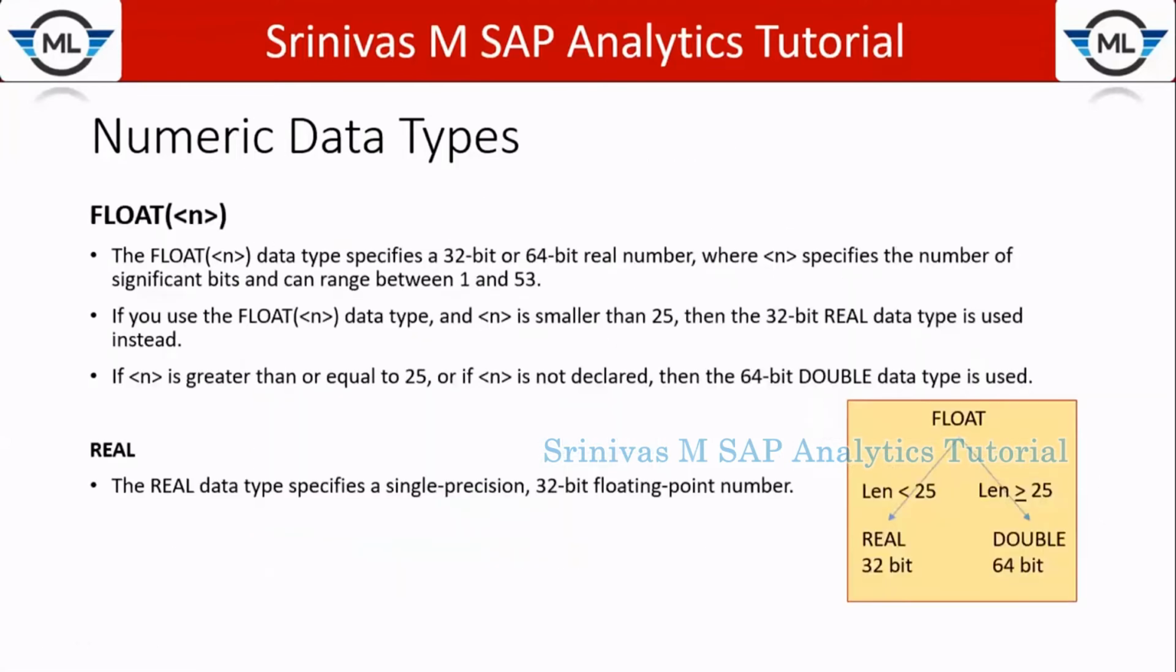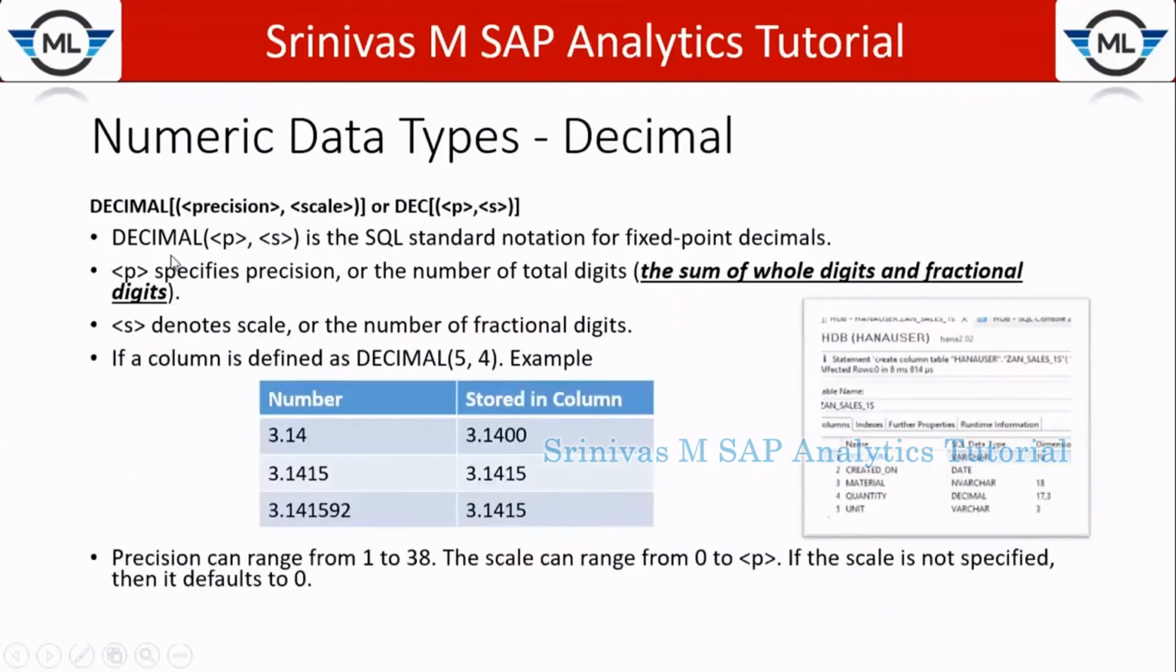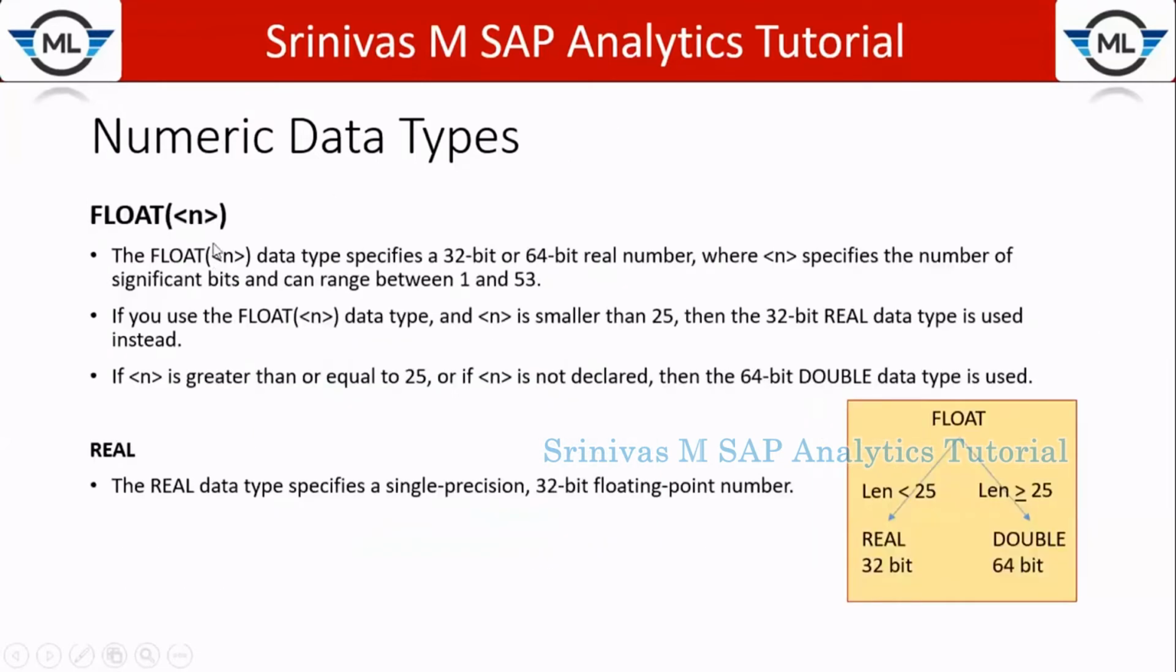Okay, next coming to the numeric data type. Under the numeric data type, next we are going to discuss floating point. Okay, so the decimal data type contains precision and scale, but when it comes to float, we have only one, which is precision. A float data type is 32-bit or 64-bit.